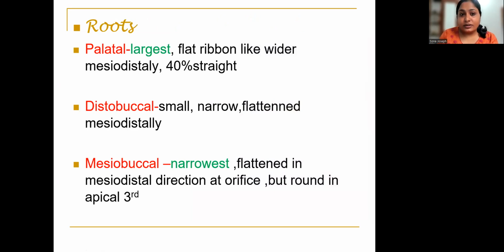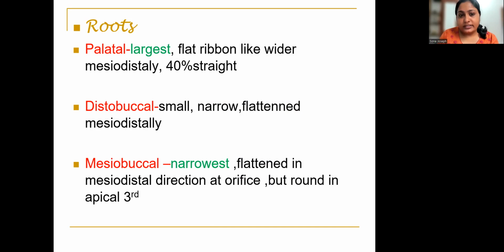Palatal is the largest canal. So when we direct our bur in the access cavity preparation, usually we direct it towards the palatal so that we reach the pulp or we get the bur drop effect easily. It's a flat ribbon-like canal, wider mesiodistally, 40% straight, a single straight canal. There can be many variations. The palatal can split into 2, or there can be 2 orifices combining into 1, or maybe there are 2 separate canals, but these all are minor variations. Most of the time it is a single straight canal.